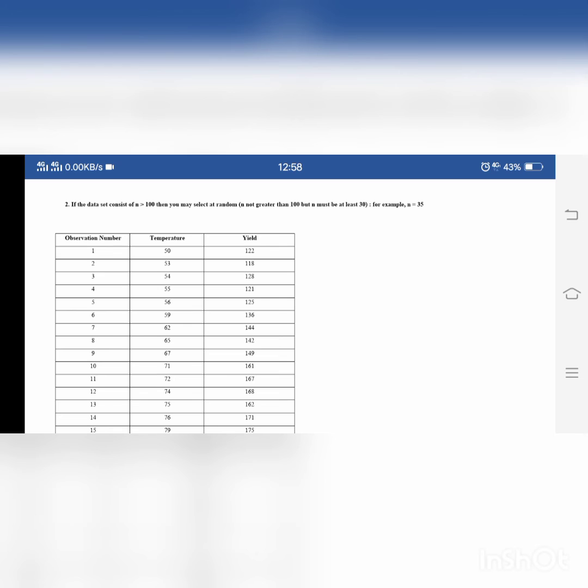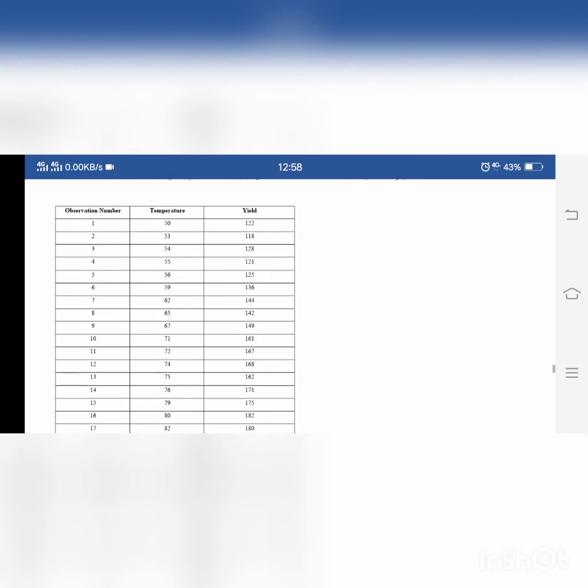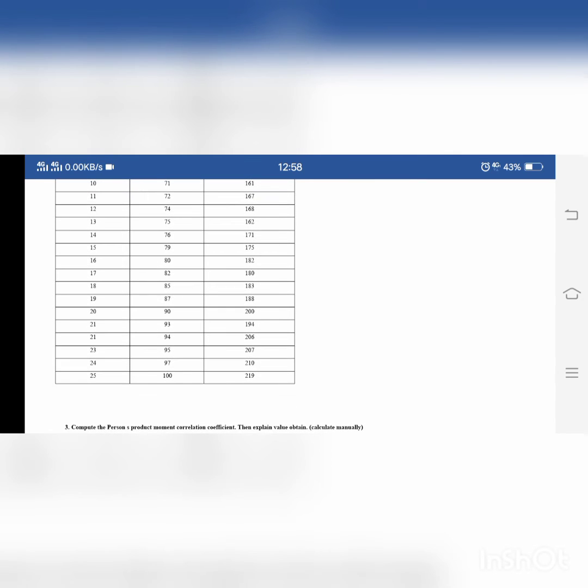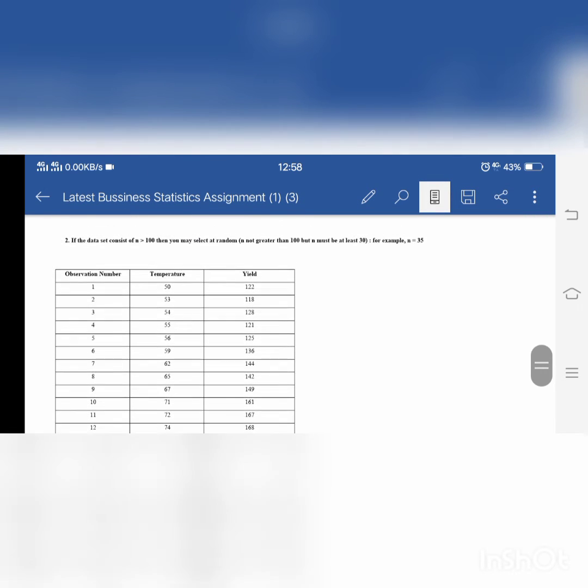If the data set consists of n equal to 100, then you may select at random n not greater than 100, but n must be at least 13. For example, n equal to 35. So from the data, I choose n equal to 25.